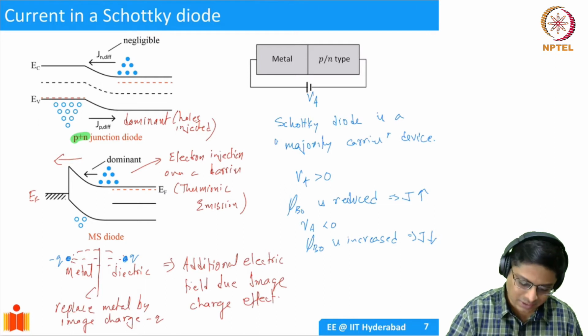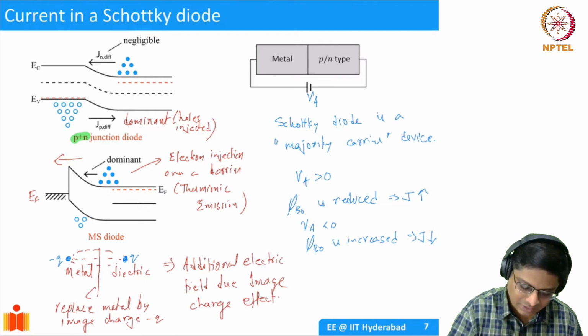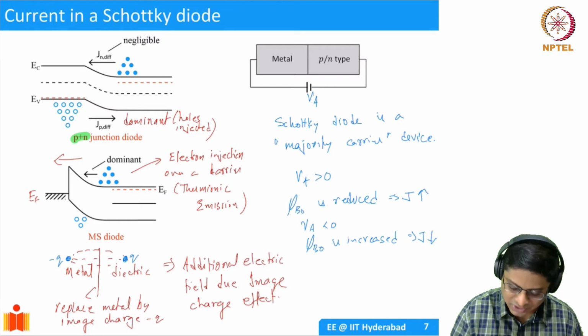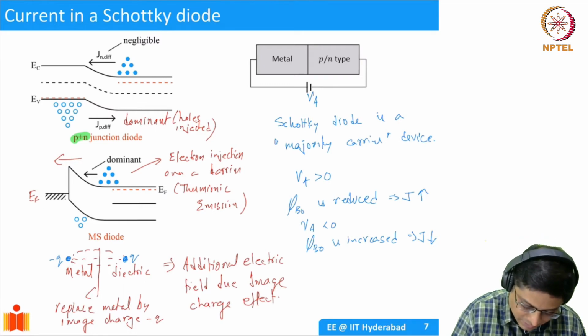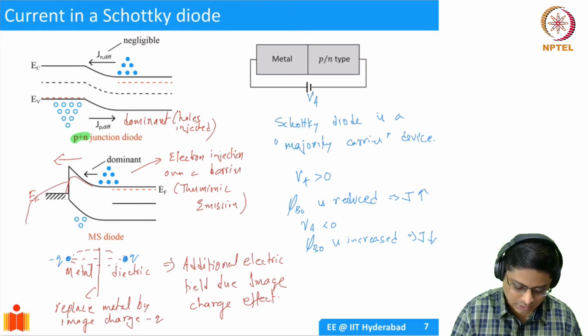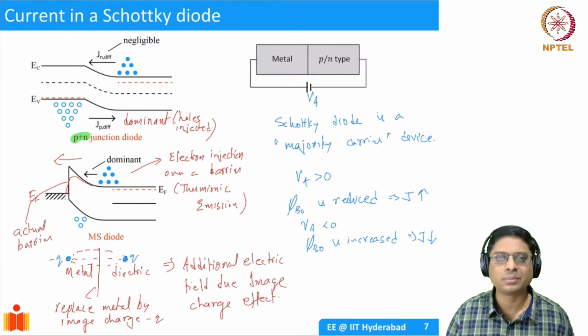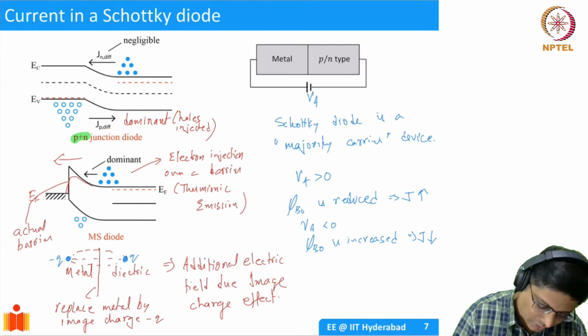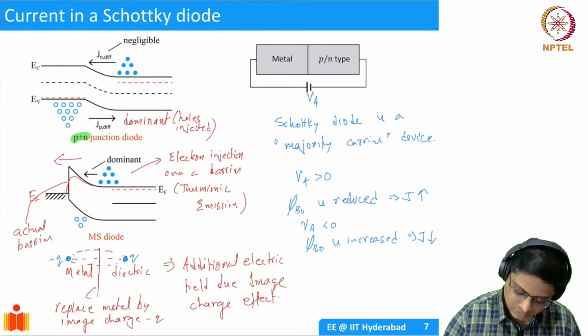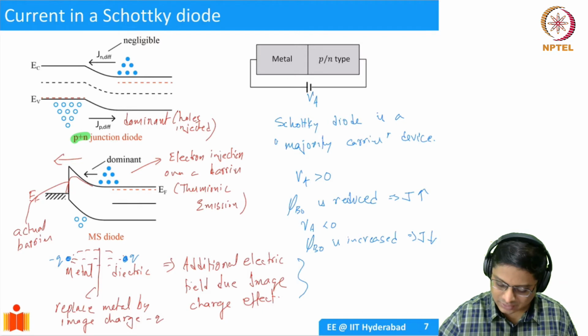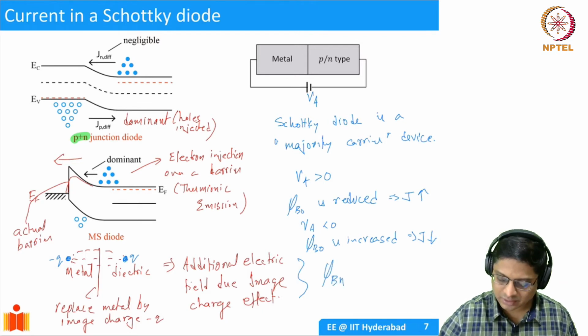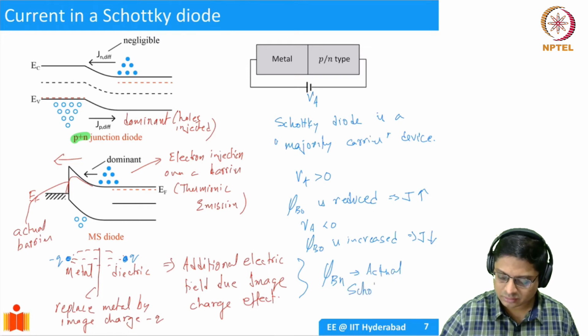For example, here, the barrier is shown as this black line, right? But because of this metal, because of this image charge effect, your actual barrier might be something like this. Actual barrier due to image charge. So there's a lowering of the barrier because of the image charge effect in this case. So this one we will represent as phi Bn, the actual Schottky barrier.